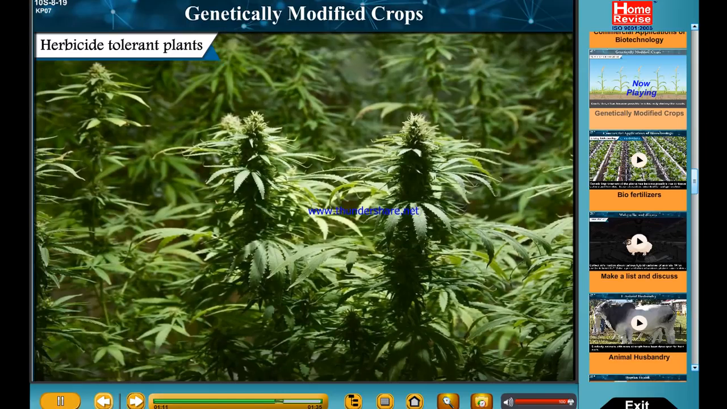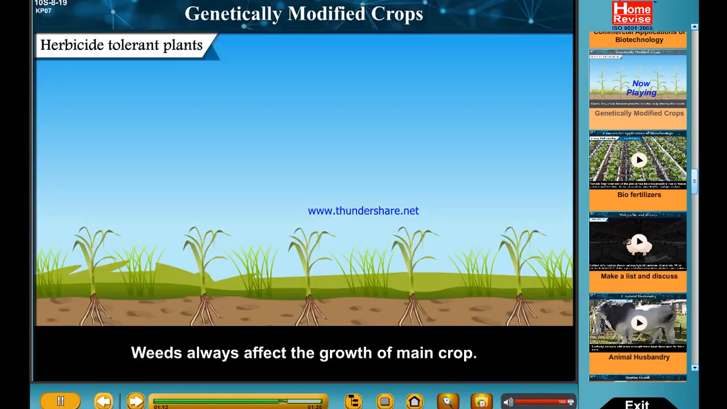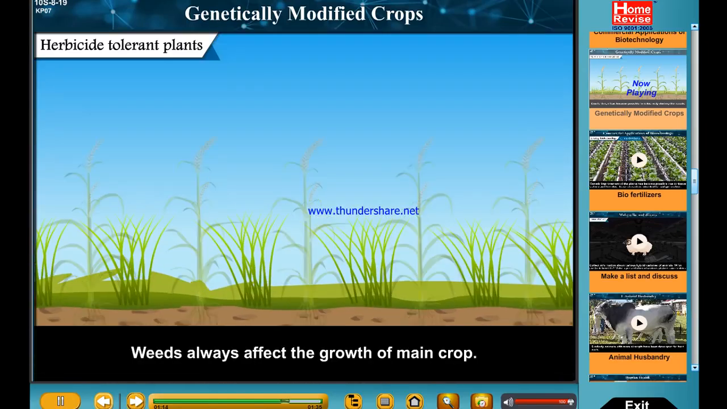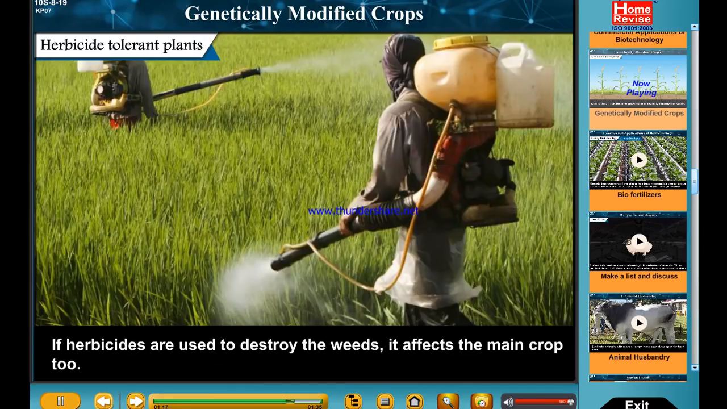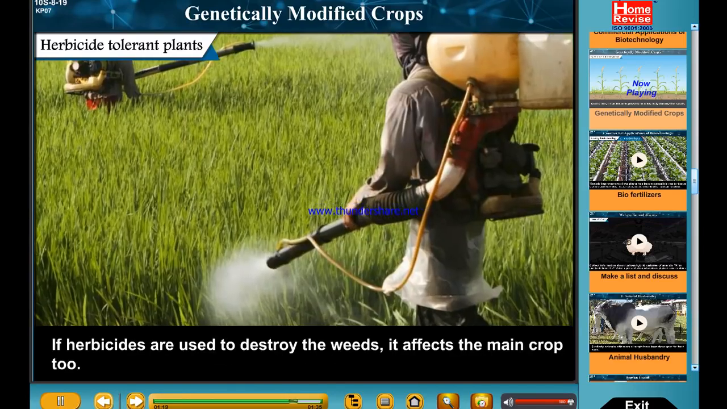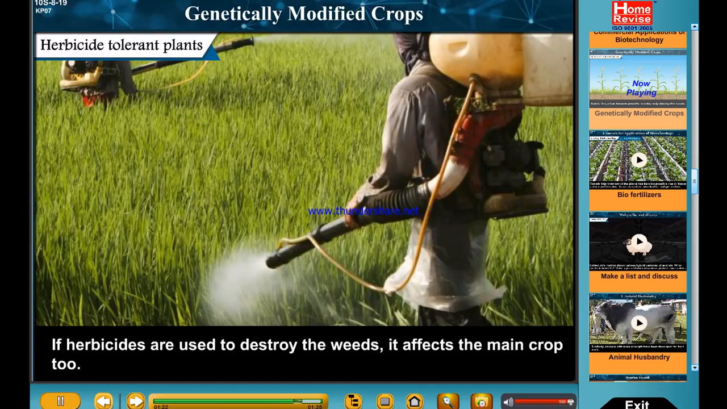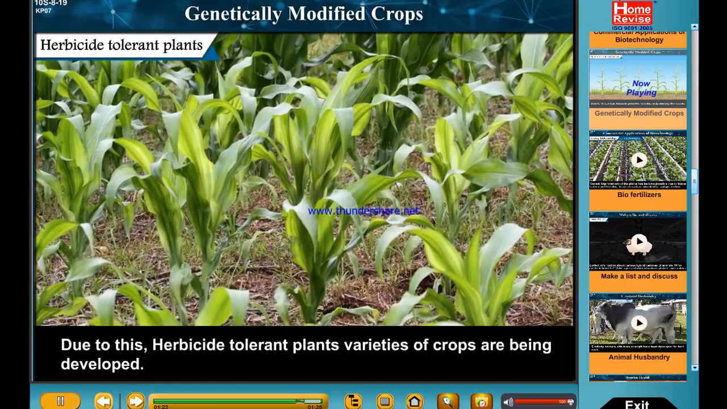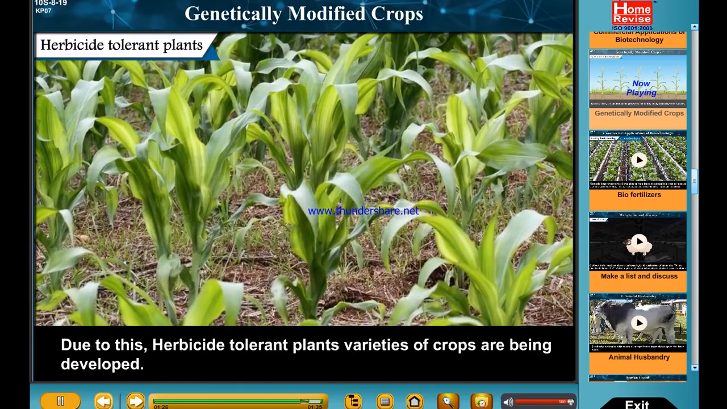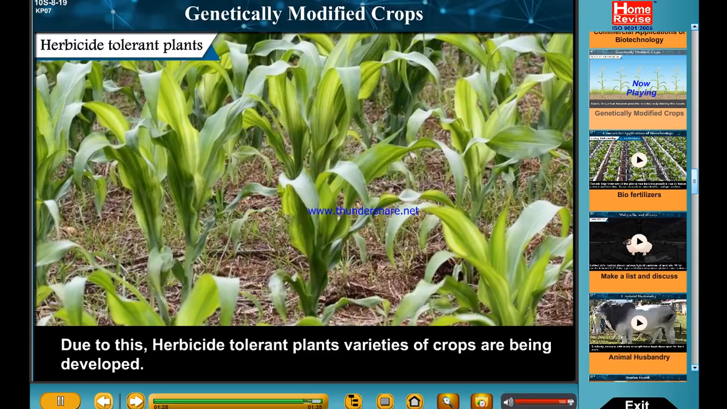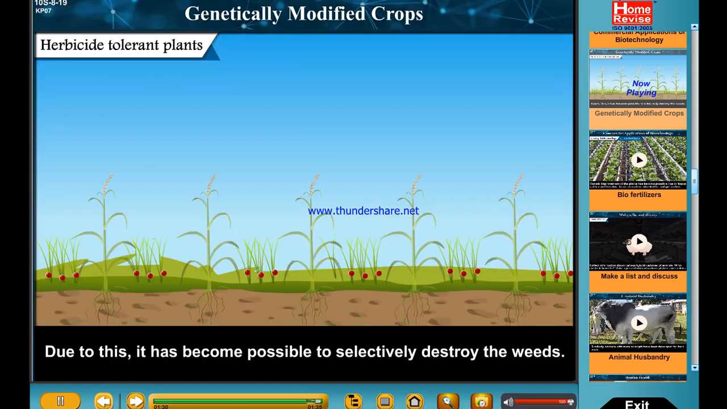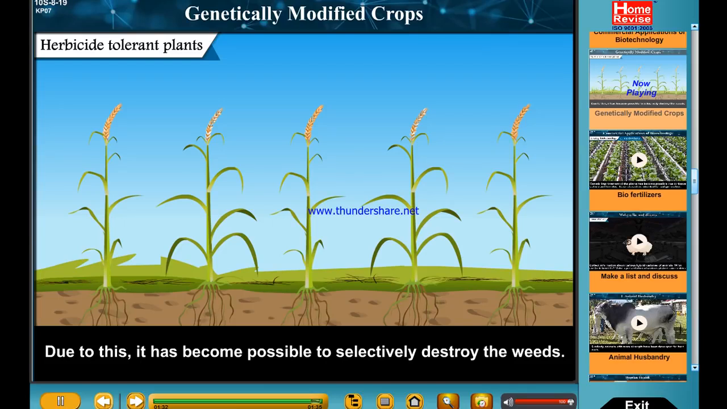Herbicide-tolerant plants. Weeds always affect the growth of main crop. If herbicides are used to destroy the weeds, it affects the main crop too. Due to this, herbicide-tolerant plant varieties of crops are being developed. Due to this, it has become possible to selectively destroy the weeds.